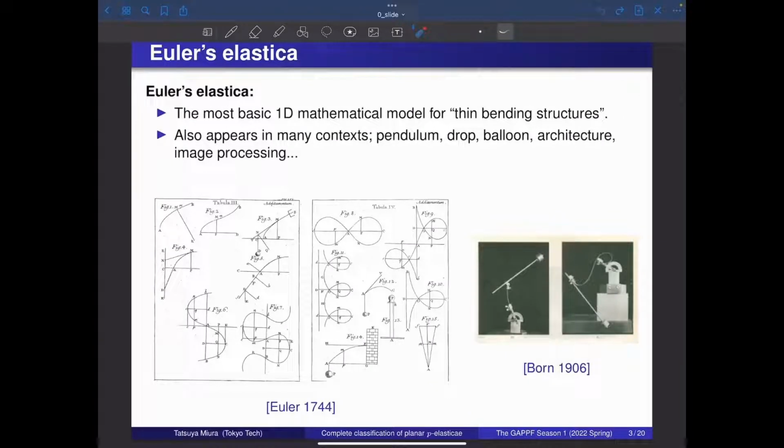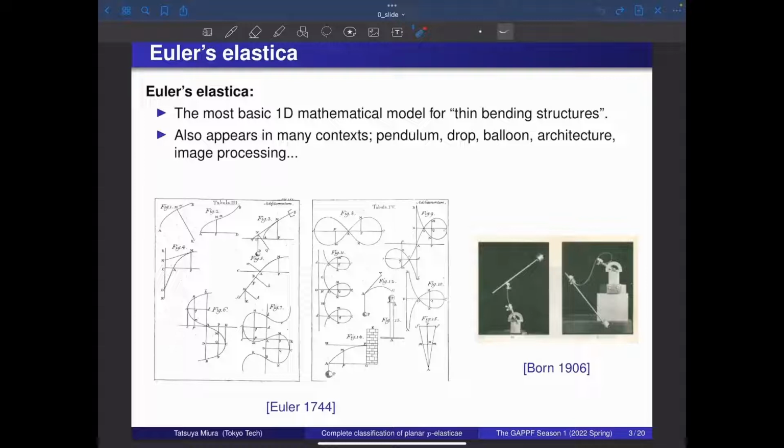Before looking at our main objects, p-elastica, I first review the classical notion of Euler's elastica. Euler's elastica means a solution to a typical variational problem, which is probably the most basic example of a higher-order geometric variational problem, I think. And I will define it in the next slide soon.